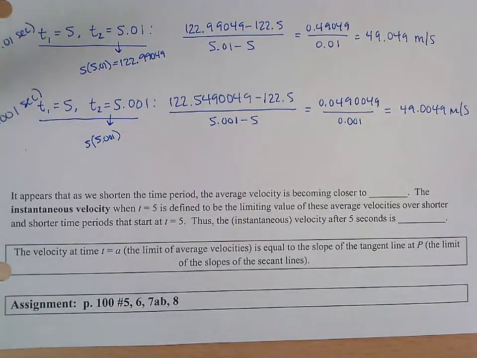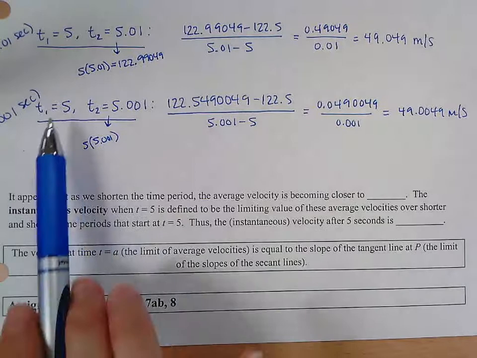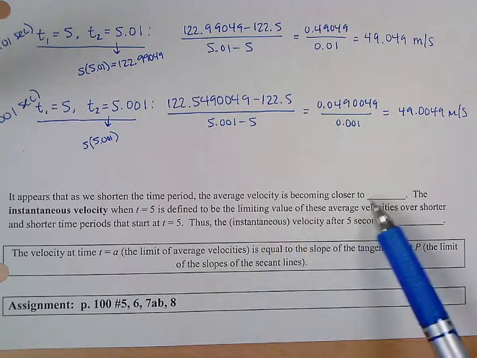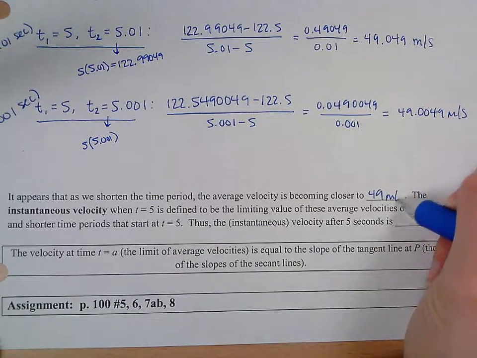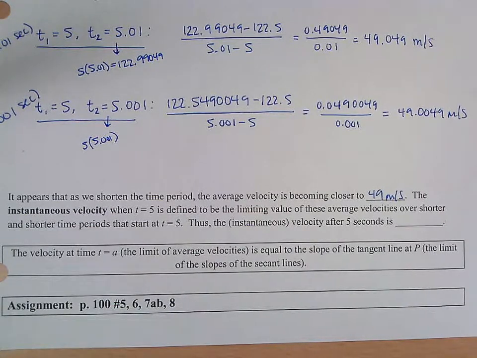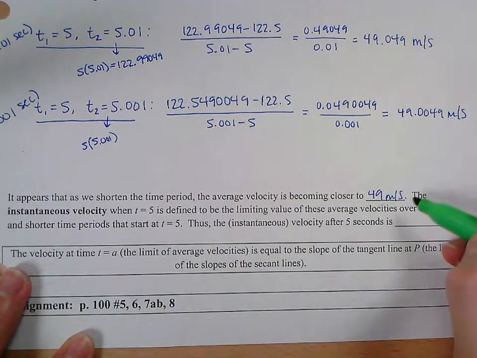All right, and then we could obviously shorten that and do 1/10,000th of a second if we wanted to. Probably not necessary. So it appears as we shorten the time period, again, all these time periods start at 5, and as you shorten that time period, the average velocity is becoming closer to what? 49 meters per second. So the instantaneous velocity when t equals 5, or the instantaneous velocity at 5 seconds, is defined to be the limiting value of these average velocities over shorter and shorter time periods that start at t equals 5.